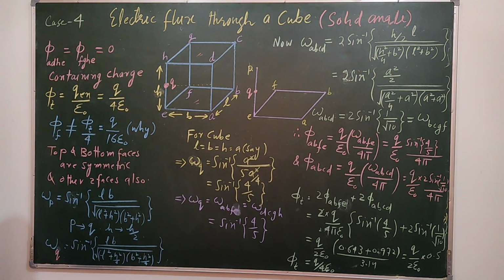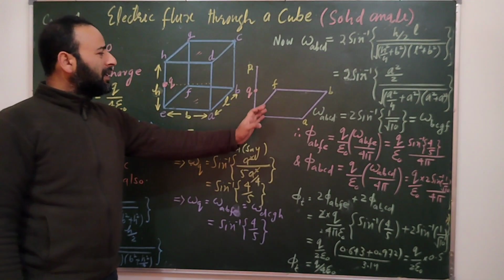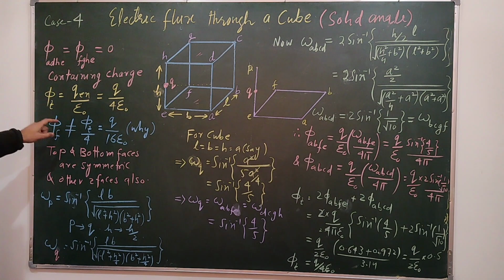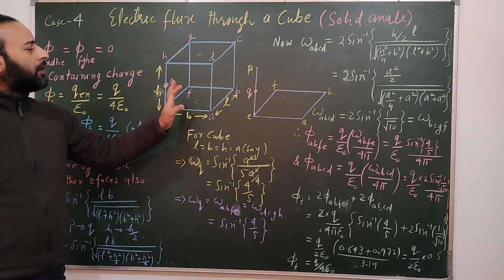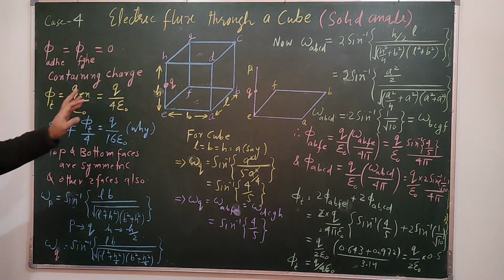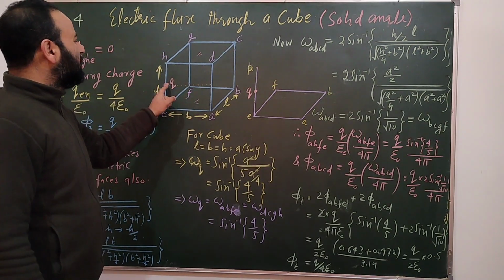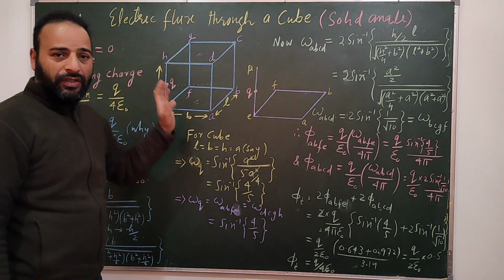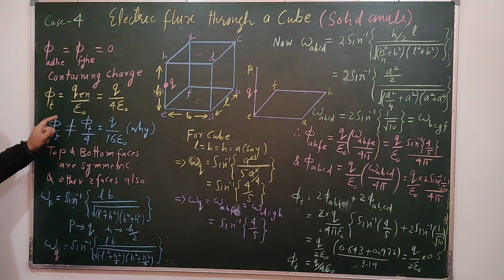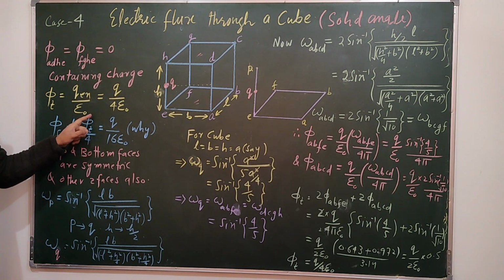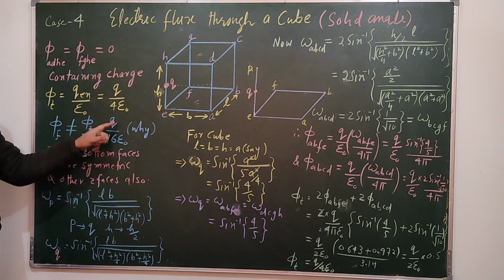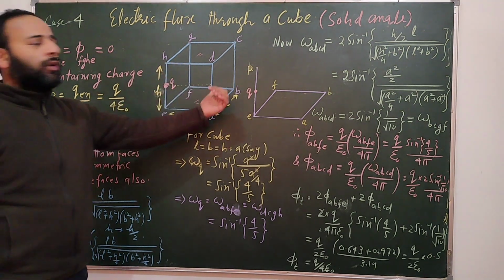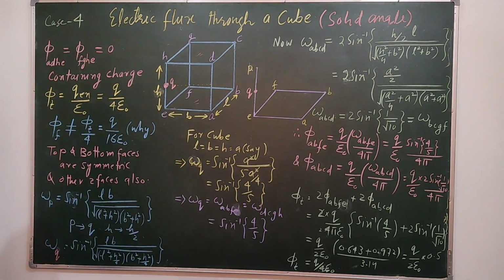Now the question is, is the flux through each face equal to 1/4 of the total flux? Can we write flux is equal to total flux divided by 4? No, we cannot write that because the four faces are not symmetric with respect to the charge, that is, they are not equally spaced with respect to the charge, right? So flux through each face is not equal to total flux divided by 4, which would be q divided by 16 epsilon naught. Why? Because the four faces are not symmetric with respect to the charge.